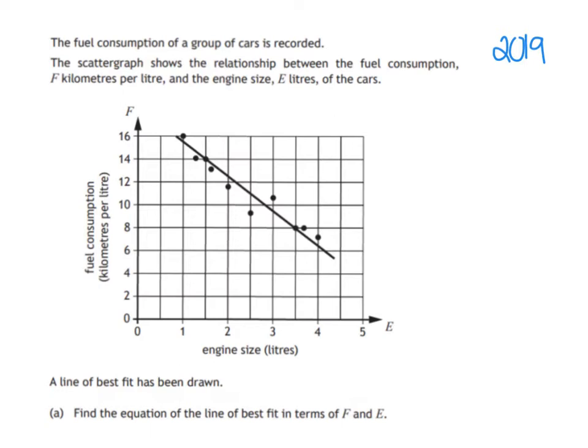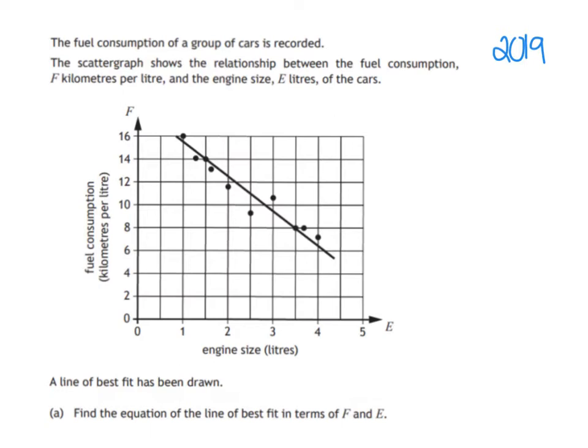The fuel consumption of a group of cars is recorded. The scatter graph shows the relationship between the fuel consumption, F kilometres, and the engine size, E, in litres of the cars. We have drawn the line of best fit already. We can clearly see there's no C value, so I'm going to use the y minus b formula again.